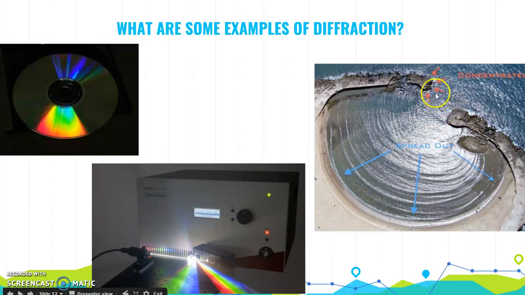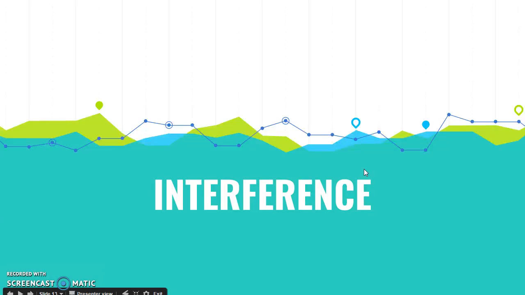With waves, we have another example of diffraction where out here we have the whole ocean, and then it's being diffracted through this small opening here into this little bitty pool, and that is another example of diffraction.